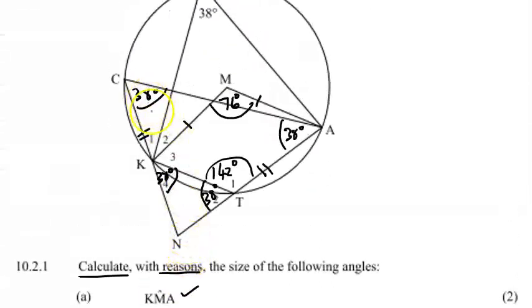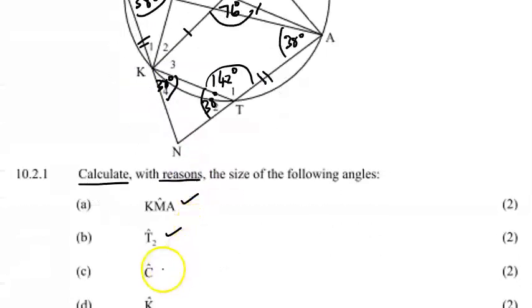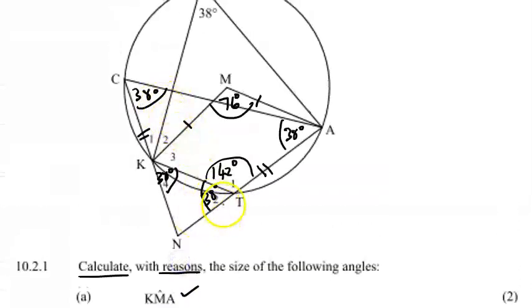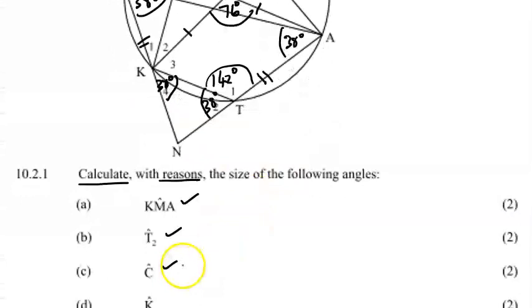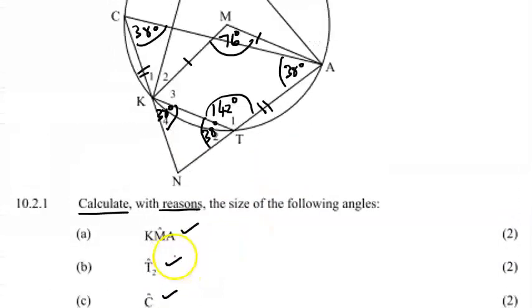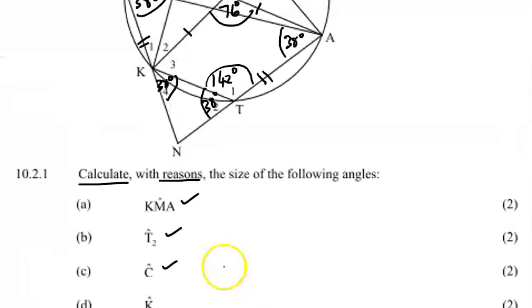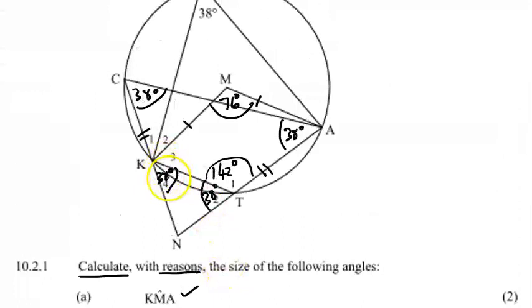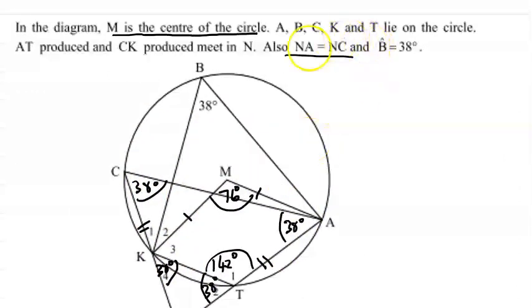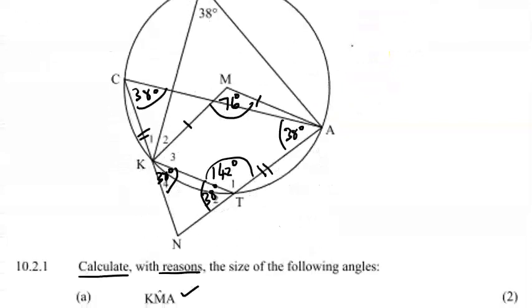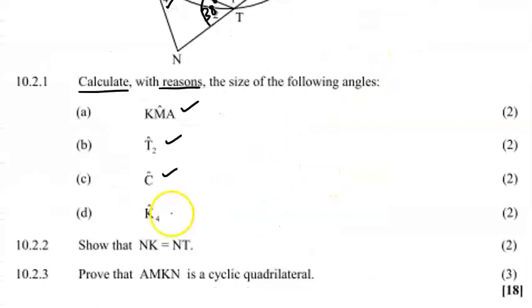So we got that one. C, and we'll say C is equal to also 38 degrees, and we'll say that the exterior angle of a cyclic quad equals the interior opposite angle. So we got that as well. K4, so let's look at K4. In order for us to get K4, we'll say firstly that A is going to equal C, equal angles opposite equal sides, because we are given that NA equals NC, and then we'll say that K4 equals A, exterior angle of cyclic quad. Okay, so we got K4.